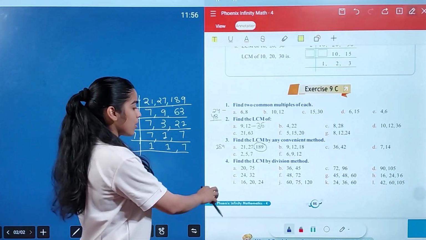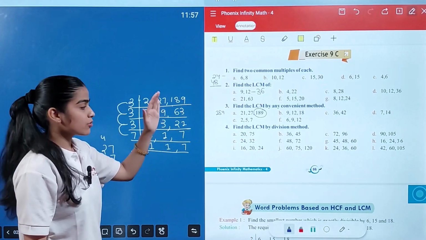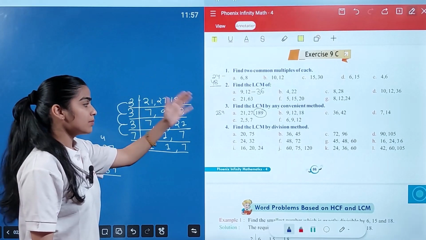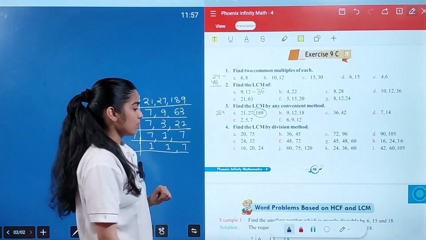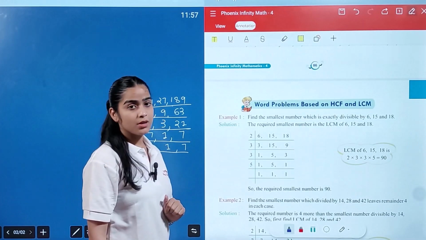Now move forward to find the LCM by division method. Similarly, you can solve question number 4 as well by following the above example and taking the LCM by division method. Okay. Now we move forward to the word problems based on HCF and LCM.